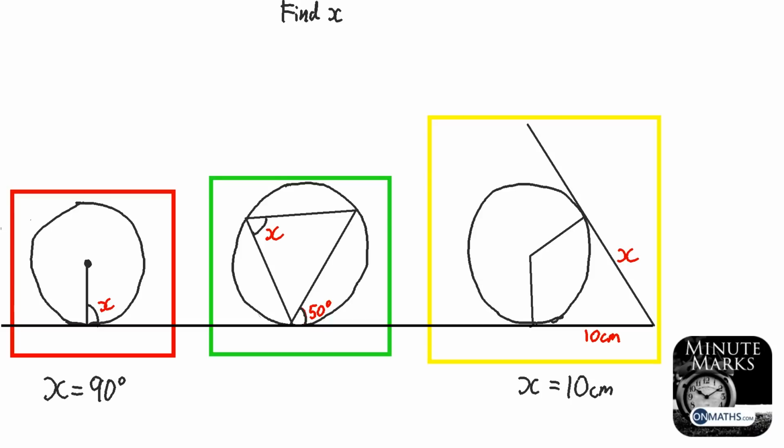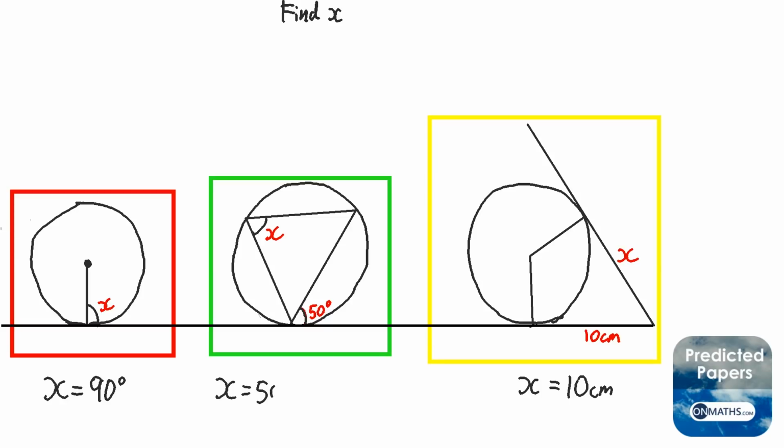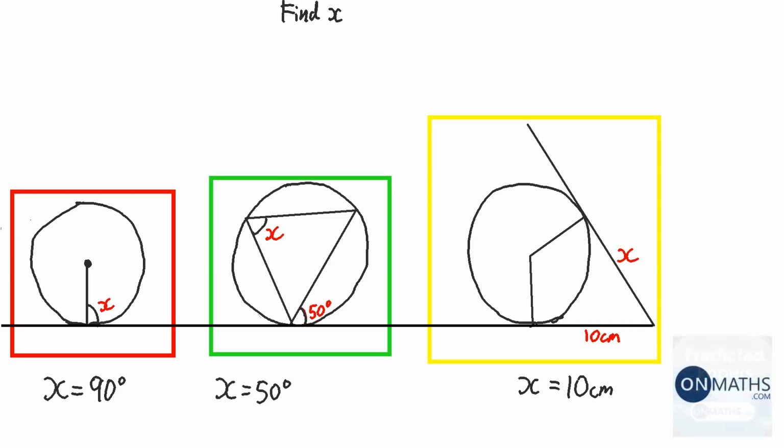The last one, and the reason this is green is because it's a grade higher than the other ones, so this is the fancy one. Now, x is going to equal 50 degrees, and the reason for that is whenever you have a triangle coming from a tangent, which we do in this one, then the opposite angle in the triangle will be equal to the angle between the triangle and the tangent. Yeah, you can see why it's a higher grade.